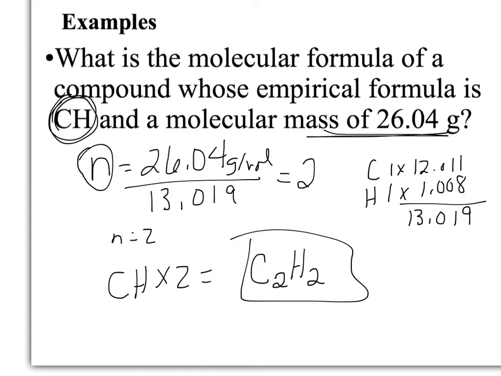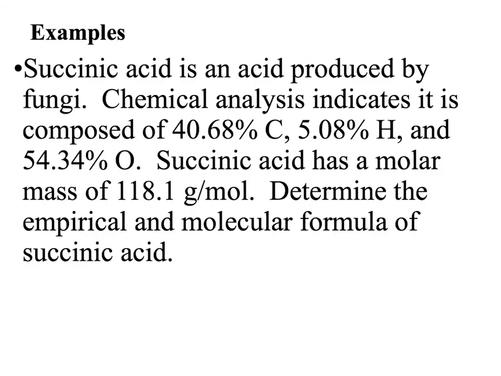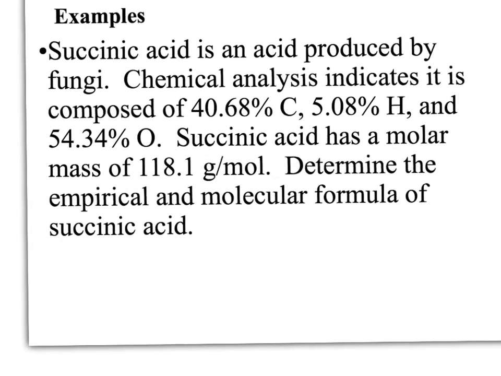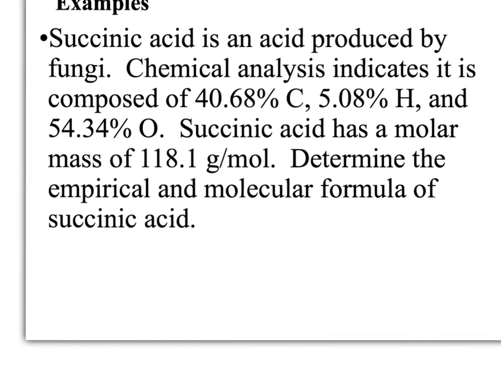The thing is I'm not always going to give you the empirical formula in the problem. Sometimes you have to calculate the empirical formula first and then find the molecular formula. Okay, it's just putting 2 things together. Do you have this example on your paper, I believe? Okay, so succinic acid is an acid produced by fungus. Chemical analysis indicates it's composed of 40.68% carbon, 5.08% hydrogen, and 54.34% oxygen. Succinic acid has a molar mass of 118.1 grams per mole.